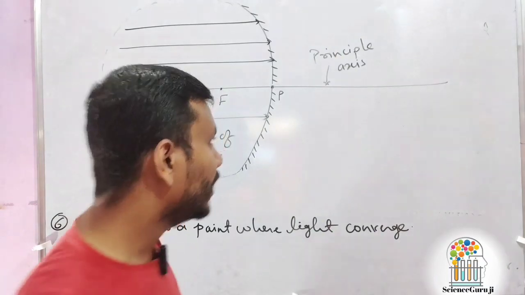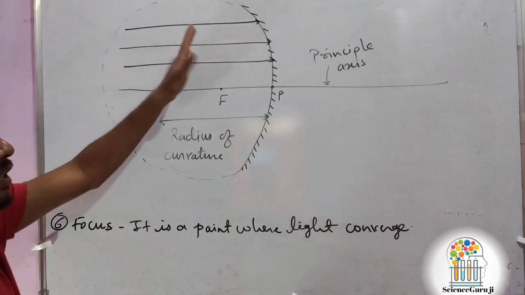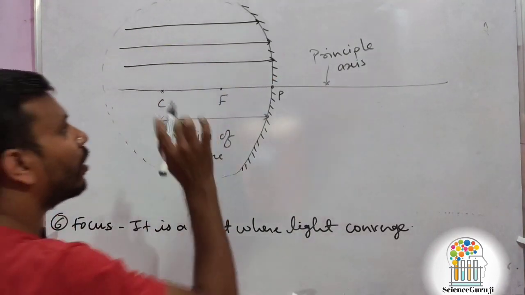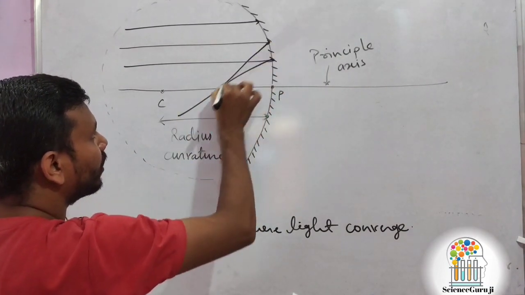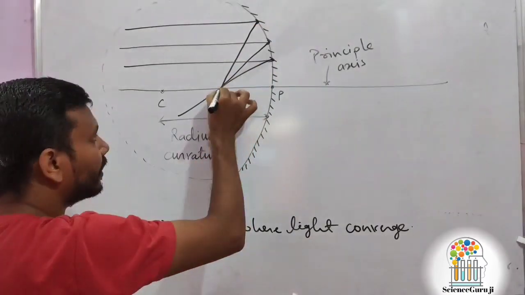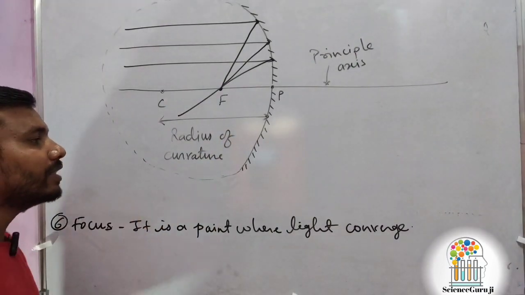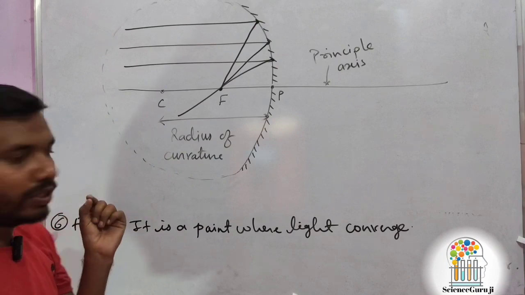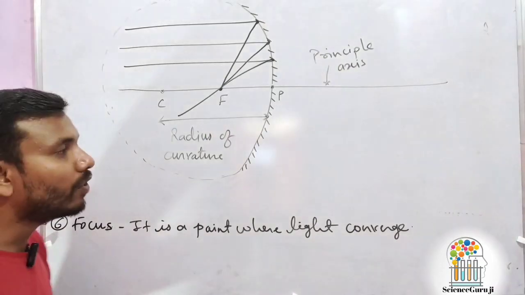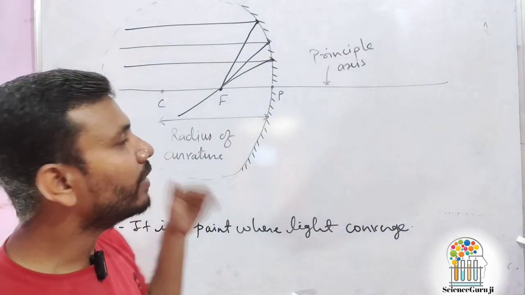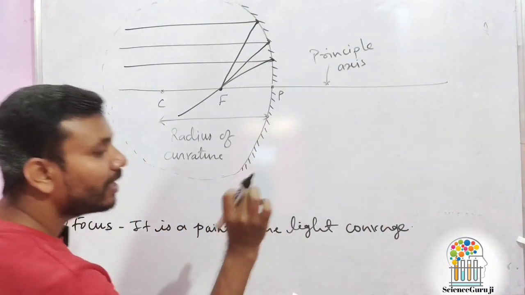For the concave mirror, if light beams come from infinity, after reflecting from the surface they all converge at a point. This point is considered the focus, and it is always in front of the mirror. For the concave mirror, the focus is always in front of the mirror, and for the convex mirror, the focus is always behind the mirror. So it is a point where light gets converged.